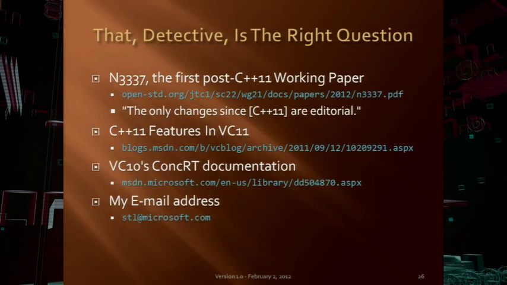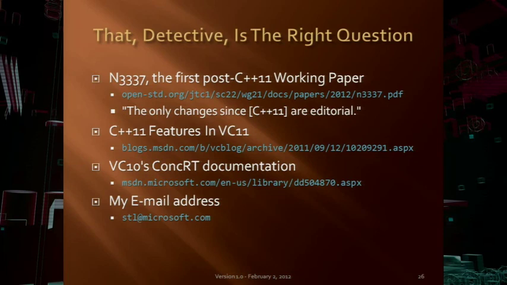So if you have more questions, I've got a link here to the C++11 working paper. This is actually the first one after the international standard was shipped, but the only changes since it were editorial. This means it's equivalent to the official standard plus bug fixes, which is actually very nice, and it's publicly available. I've got a link there to my blog post about the C++11 features supported in VC11, but now you know when it says range-based for loop no, it's secretly yes. I'll have to go update that later.